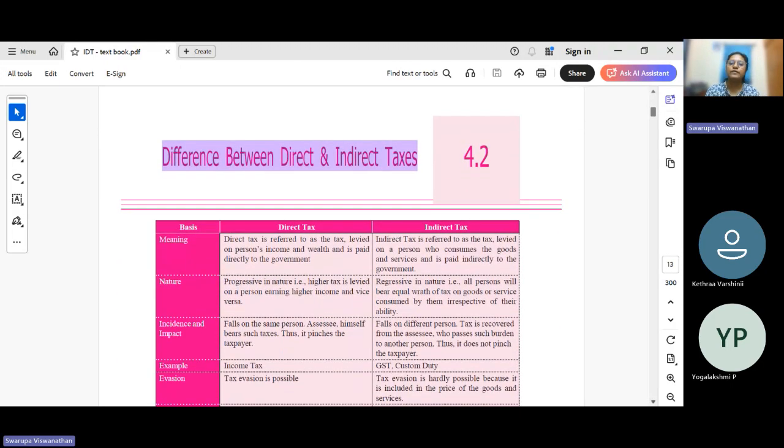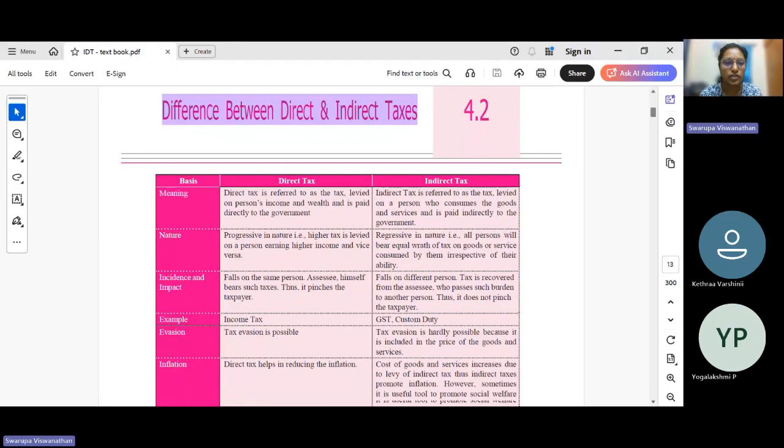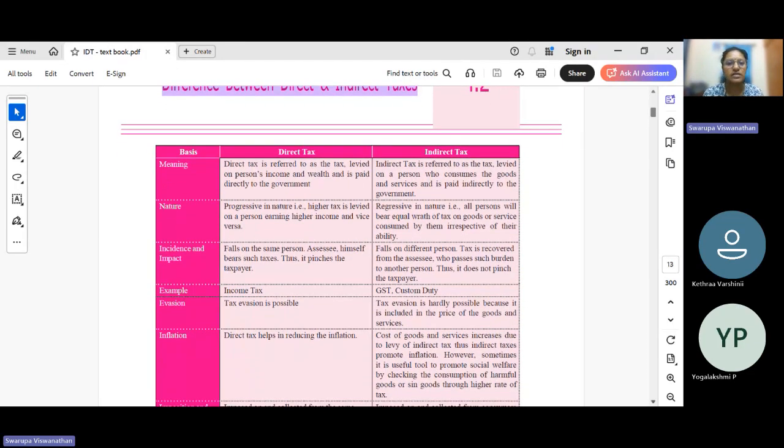Now, next, the difference between indirect tax and direct tax. This can also be a theory question under 6A or 6B.